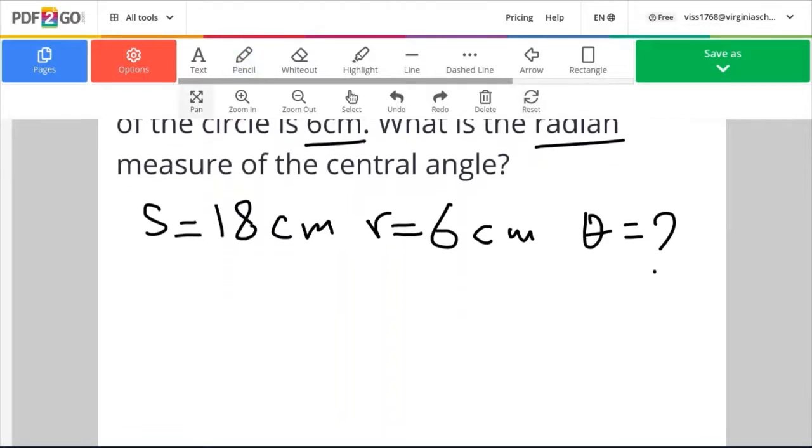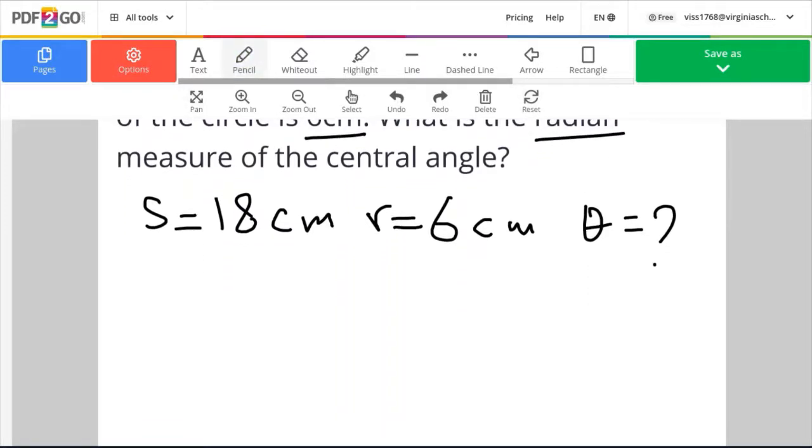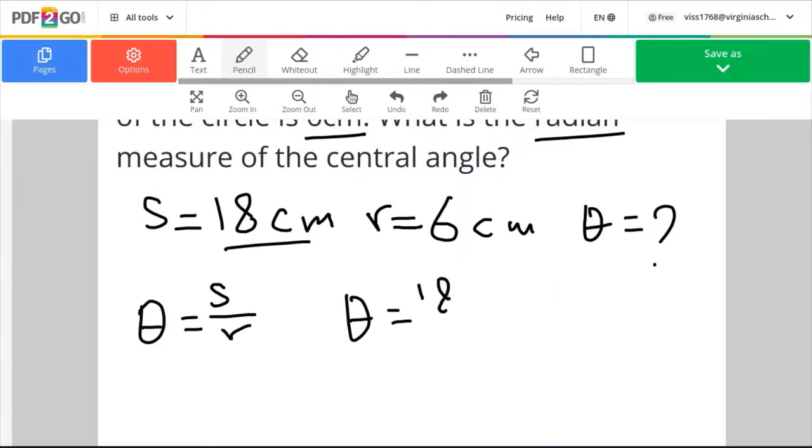First we start by writing the equation, which is theta equals the arc length, which is S, divided by R, which is the radius of the circle. So it equals the arc length, 18 centimeters, divided by the radius, which is 6. So the radian measure of the central angle equals 3 radians.